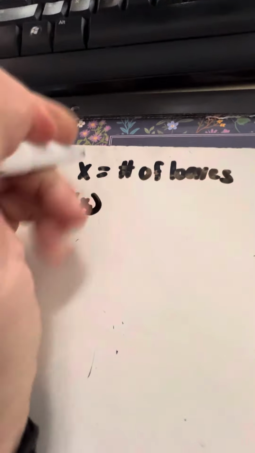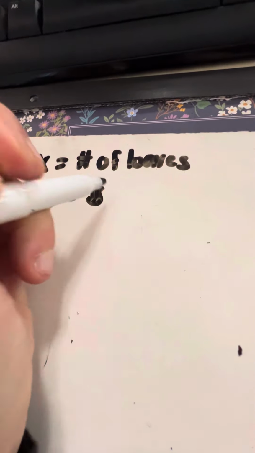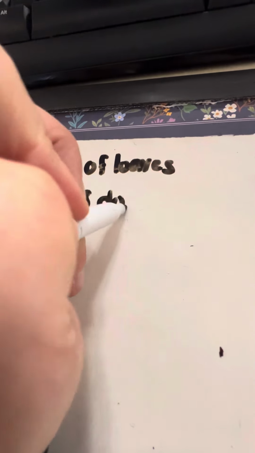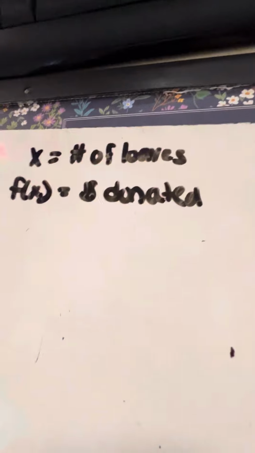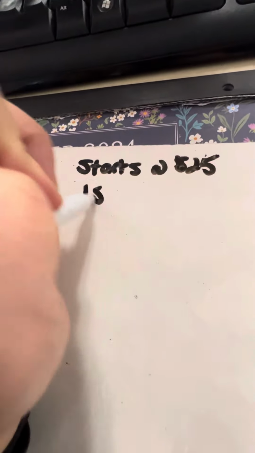Y is also usually just interchangeable with F of X. So as you talk about functions, it's the same thing as Y. And so that's the total money made or donated in this problem. So the couple pieces of information that we have there is that she starts with $25, which is our Y-intercept. And then we also have $15 per loaf.